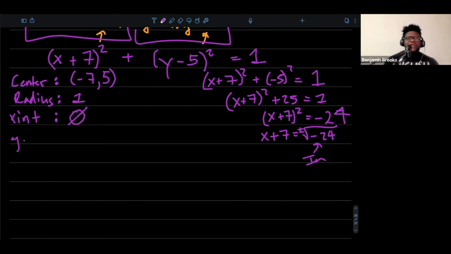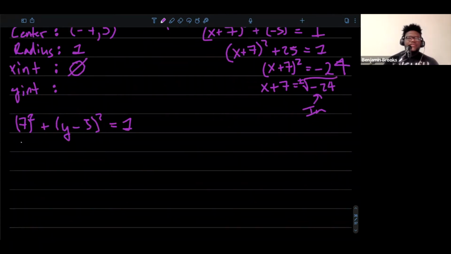All right, so for the y-intercept, that's where we're going to set x equal to 0. And so setting x equal to 0, you end up with 0 plus 7, which is 7 squared basically, plus y minus 5 squared is equal to 1.